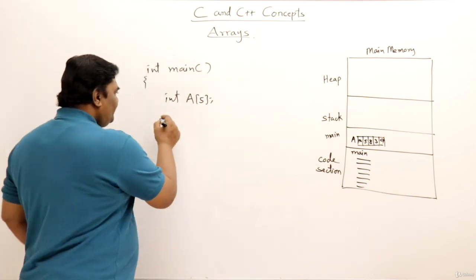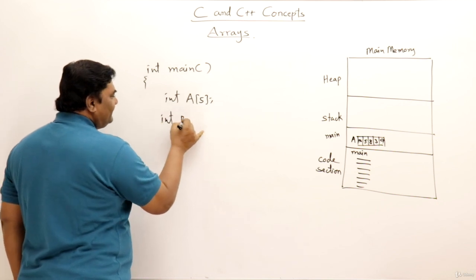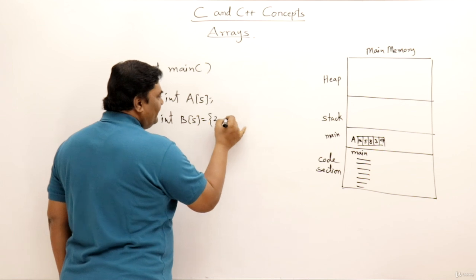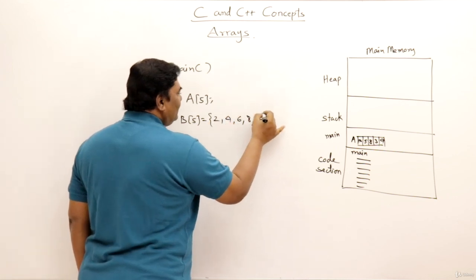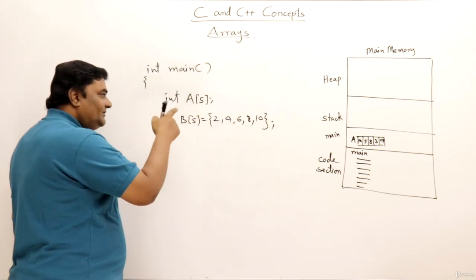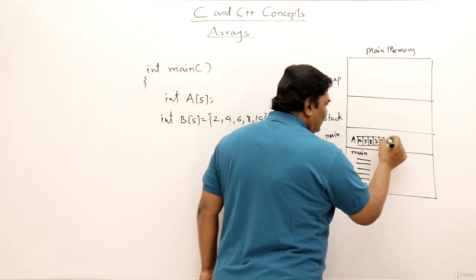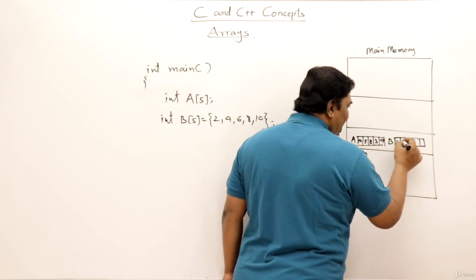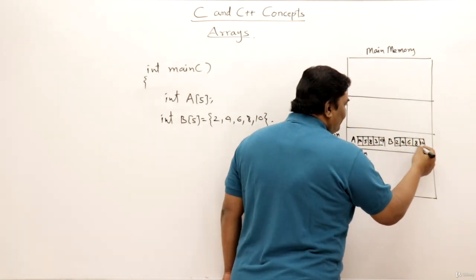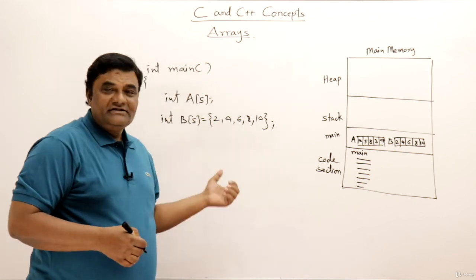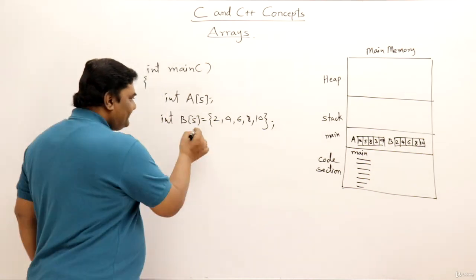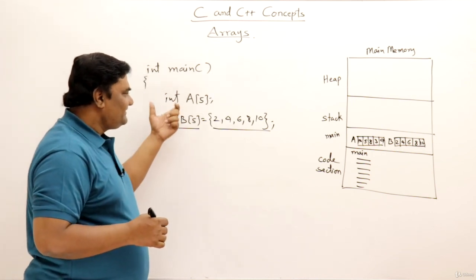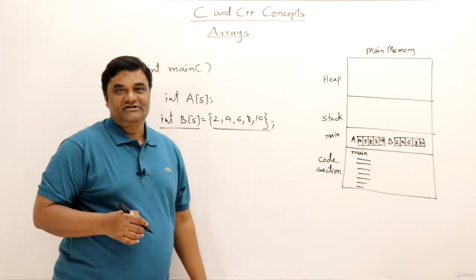Next, I will show you how to declare and initialize an array. This is the declaration of an array. Along with this, I can also initialize it, like 2, 4, 6, 8, 10. So the array will be created and already filled with the values. Suppose an array B is created inside the stack, then it will be filled with the values 2, 4, 6, 8, 10. So this portion is the declaration of an array, and this is the initialization. This is just declaration, and this is declaration as well as initialization.